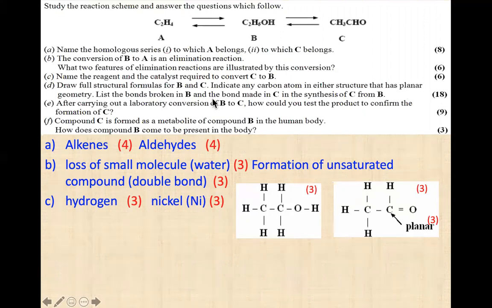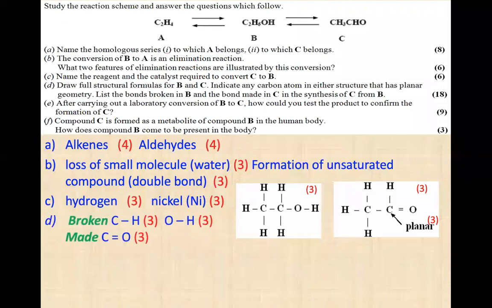List the bonds broken in B and the bond made in C in the synthesis of C from B. Well, broken is a CH bond, the CH bond here, and the OH bond here. And then made is a C double bond O. And then part E, well, the broken ones are there and the made one is there.